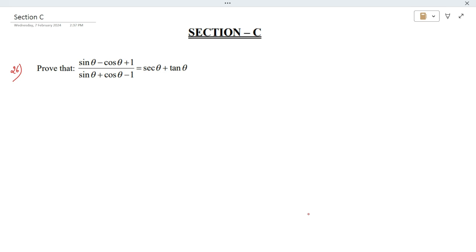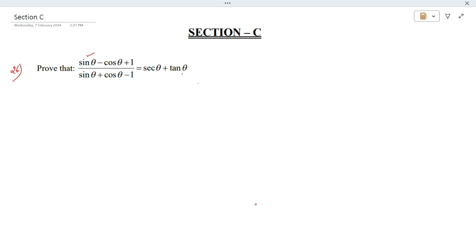Let's begin. Question number 26. I have to prove (sin theta minus cos theta plus 1) by (sin theta plus cos theta minus 1) equals secant theta plus tan theta. You can compare sin theta. So how can I convert sin theta to either secant theta or tan theta? Is it possible? Yes, I can divide by cos, right?